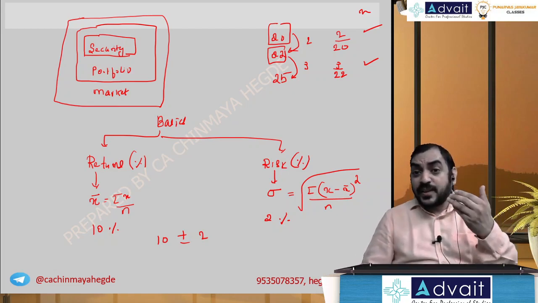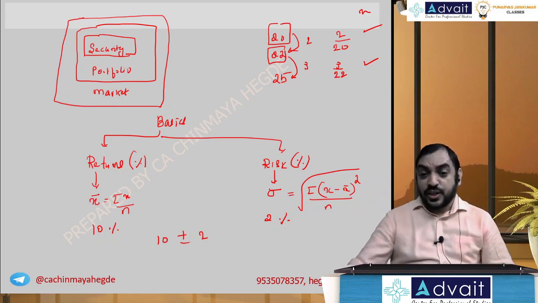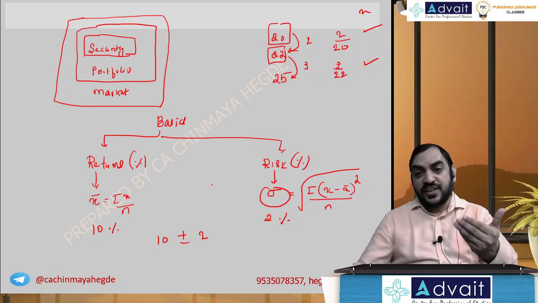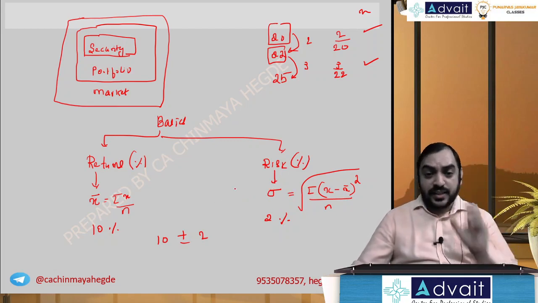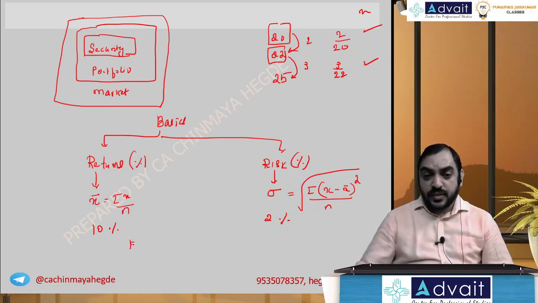And how do you calculate that range? For that range calculation, we do standard deviation. Higher the risk, higher the standard deviation, higher the range. So it is going to be estimation for future, expectation or estimation will be x bar plus or minus standard deviation.